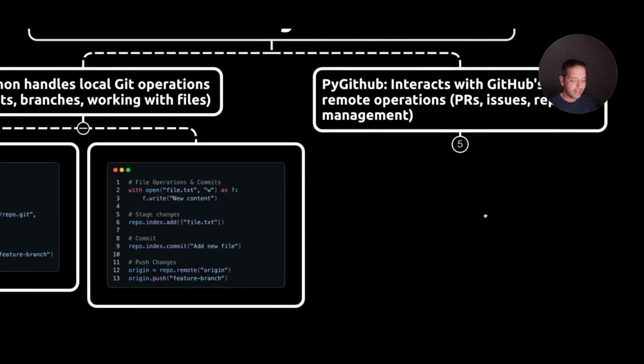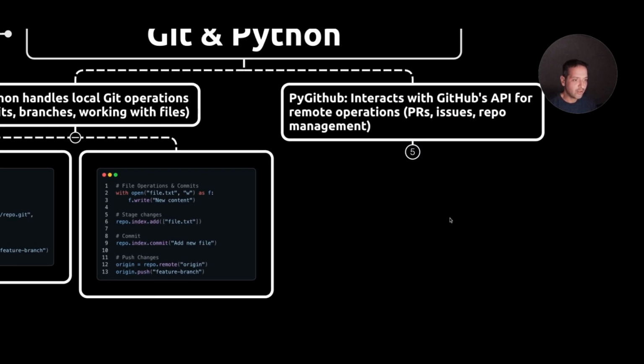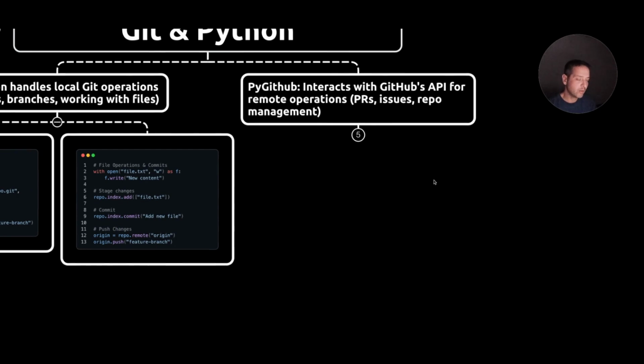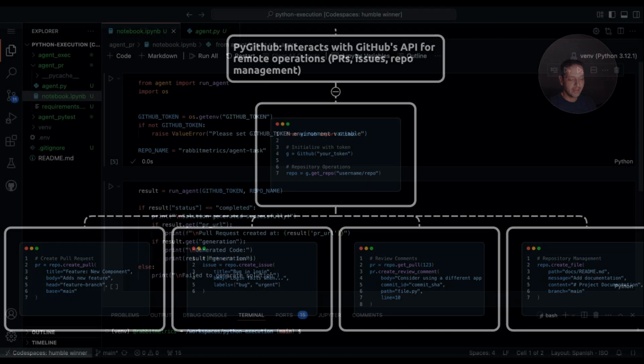Then we have PyGithub, which is specifically for interacting with GitHub, if we want to push code to GitHub, for instance. PyGithub is a wrapper around the GitHub API that allows us to create a tool for an agent so that an agent can make a pull request against a repo on GitHub. It can clone a repo on GitHub, and it can almost do anything you will need or you can think of through the API.